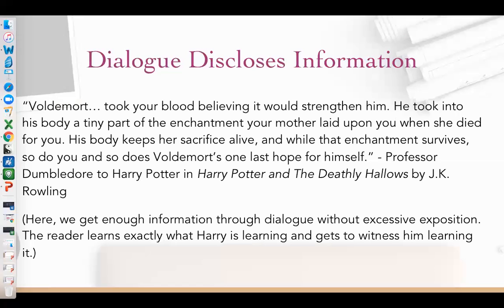We learn enough about what's keeping the sacrifice alive, that enchantment surviving, right? But we don't go through all the tiny actions of what his mother did to set that enchantment on him before she died. We don't have to hear Dumbledore say, at first she did this, and she did X and Y and Z and then this. No, it's very subtly done, and it's done in a way that is more poetic. It really does add to the plot.